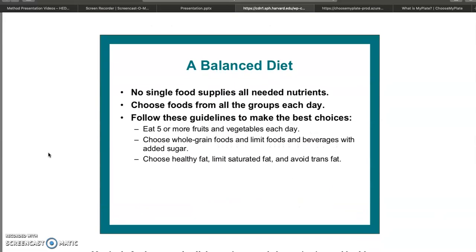So the importance of a balanced diet, the overview is that no single food supplies all the nutrients that you need in a day. So each day you want to choose foods from all of the food groups. You want to be eating a balanced diet, is what they call it.